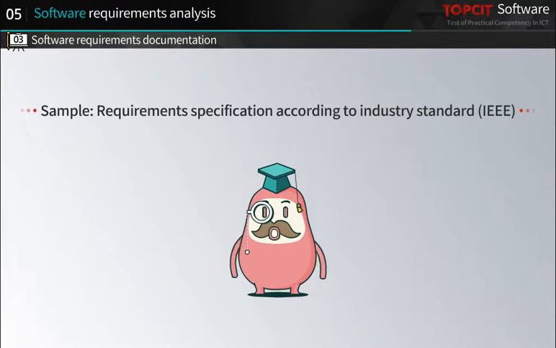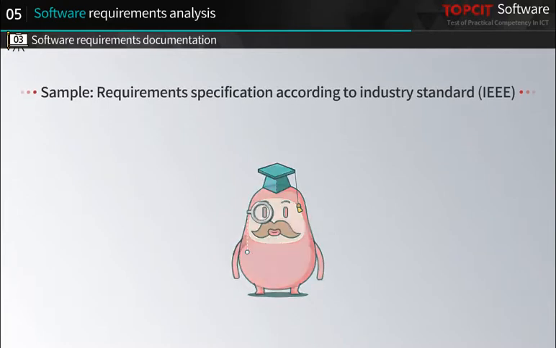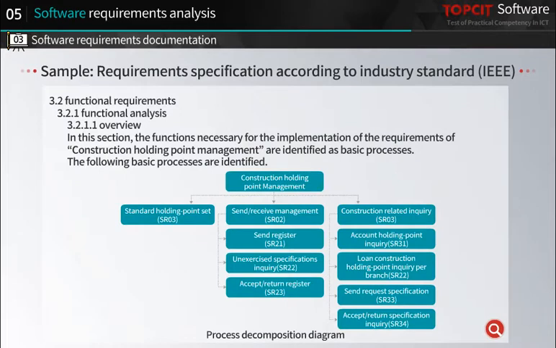This time, we will learn how to write a requirements specification based on an example written in accordance with the industry standard IEEE. The screen is part of Bank A's software requirements specification, which contains the result of analyzing functional requirements and specifying process breakdowns.